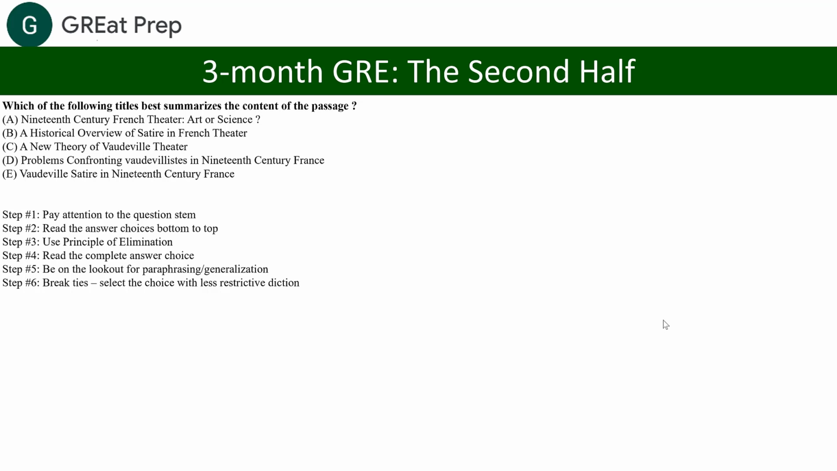You've gone through some other questions as well, and we discussed it previously. There is nothing new being introduced here. You can eliminate A and C at this point. Problems confronting vaudevillists in 19th century France. You have to pay attention to the question stem. You can see that you want the title which will best summarize the content of the entire passage. While I do concede that the problems confronting the vaudevillists in 19th century France makes sense, right? It is a component of the argument. It's definitely not a summary of the entire content of the whole passage. So I will exclude alternative D because it's too narrow.